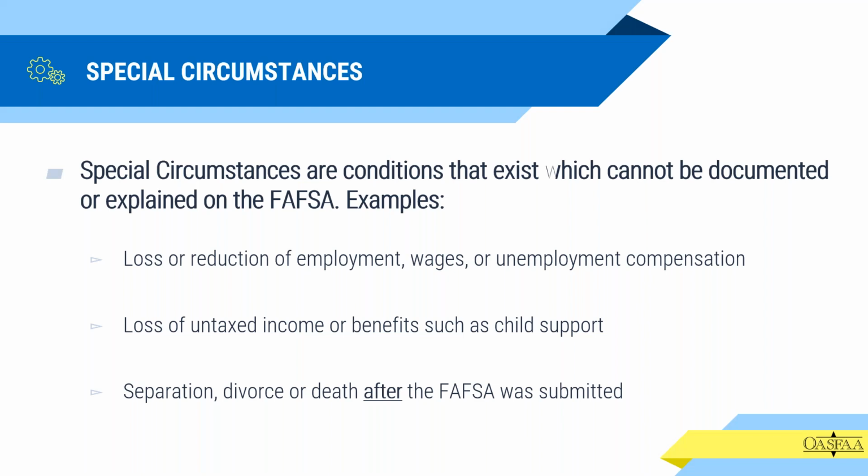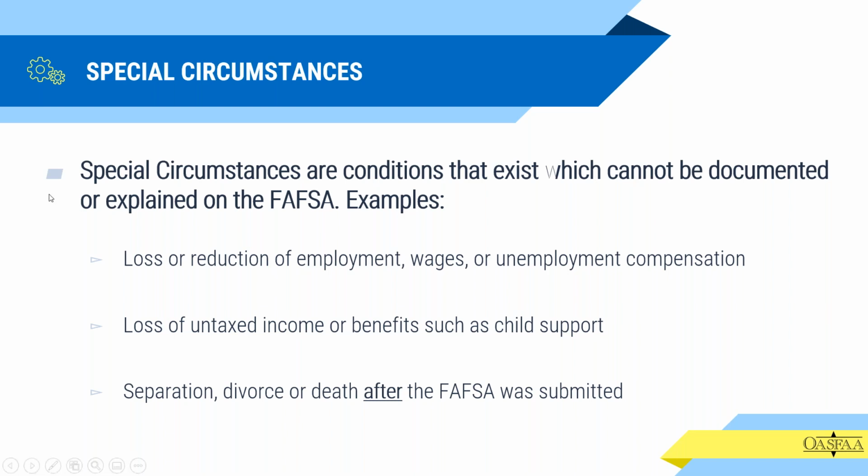Special circumstances, of course, are conditions that exist which cannot be documented or explained on the FAFSA, like I've already mentioned. So that includes loss or reduction of employment, wages, or unemployment compensation, loss of untaxed income or benefits, such as that child support that we mentioned, and a separation, divorce, or death after the FAFSA. So something happened, a parent's divorced, and both their incomes were already reported on the FAFSA.